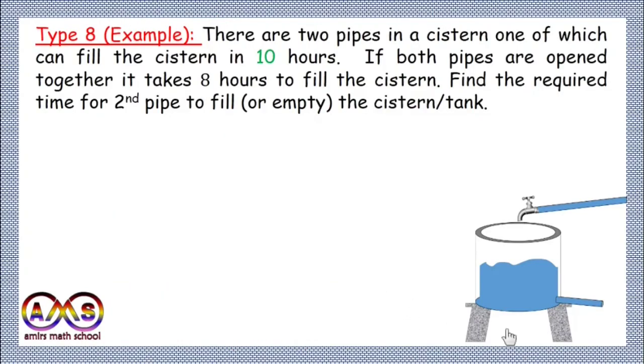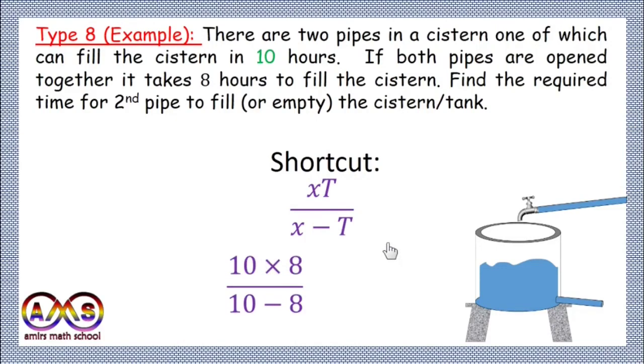If we want to solve this problem using the shortcut formula, the shortcut will be xt divided by x minus t. Here x is the required time for the first pipe to fill the tank, and t is the total required time when both pipes are open. So xt divided by x minus t gives the required time for the second pipe to fill or empty the system. Here the value of x is equal to 10 and the value of t is equal to 8. 10 into 8 divided by 10 minus 8 gives 80 divided by 2, which is 40.